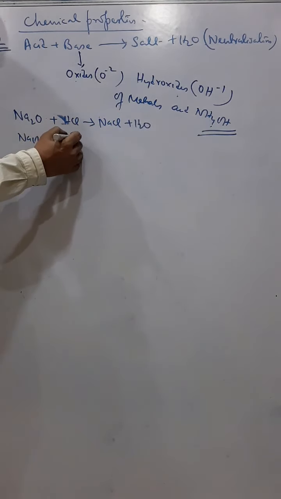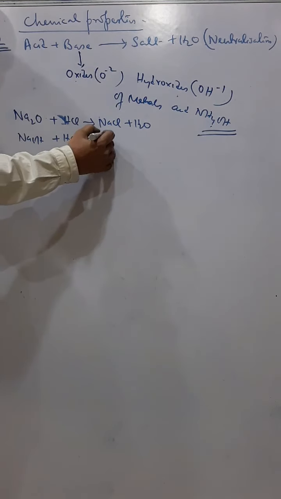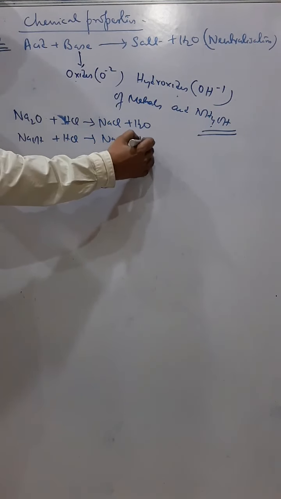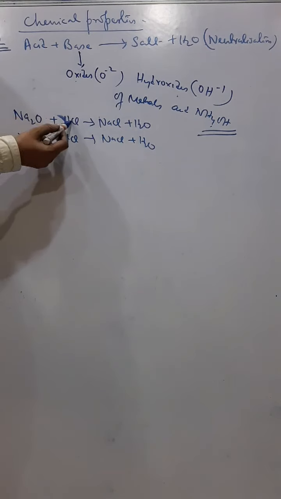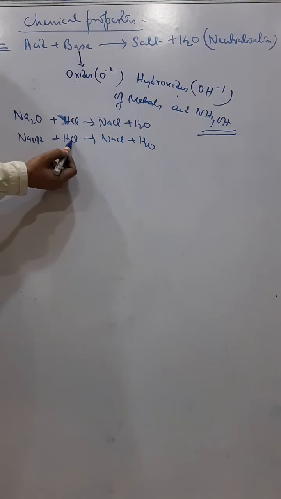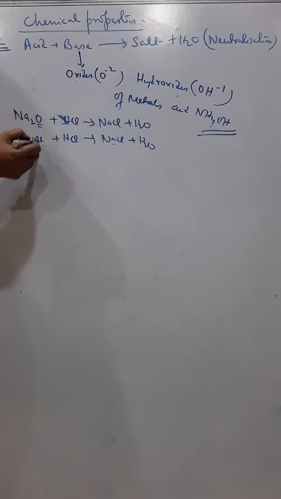If it reacts with NaCl, you get the same sodium chloride and water. So base plus acid gives salt and water. Here also, base plus acid gives salt and water. So oxides and hydroxides of metals are called bases.